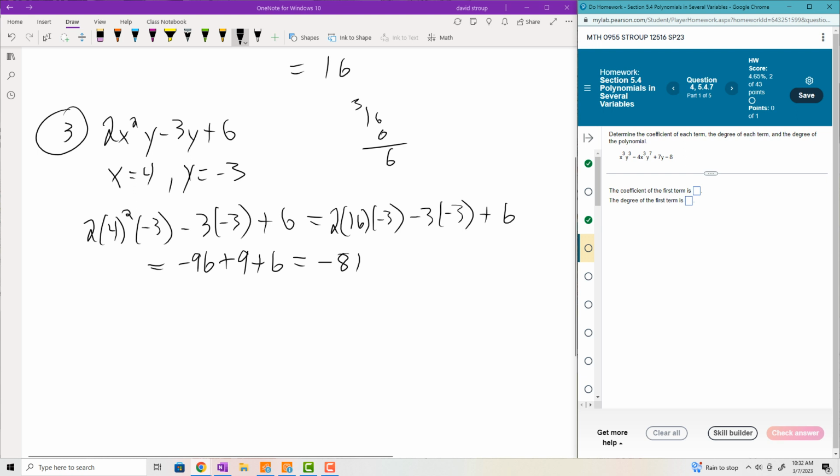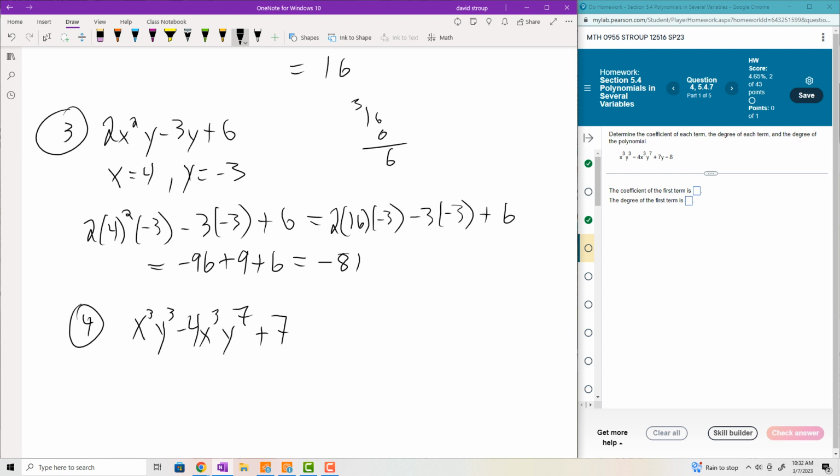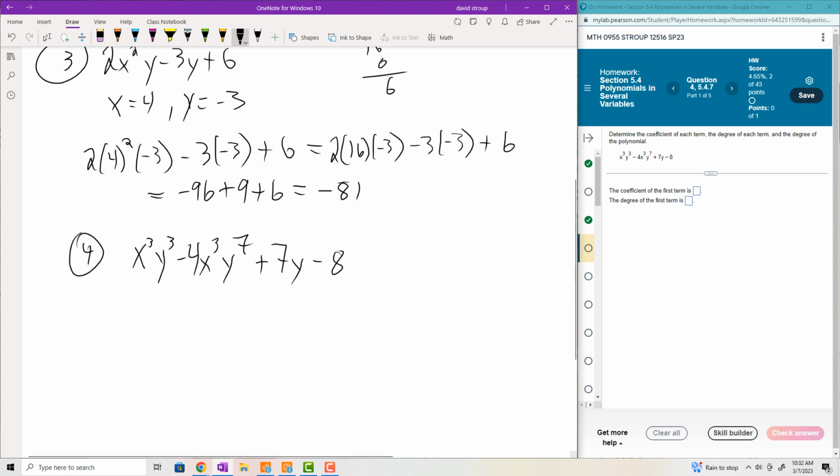Okay, now we have some definitions to deal with. So there's coefficients and degrees. So problem 4, x cubed y cubed minus 4x cubed y to the 7th plus 7y minus 8. Okay. First, they want you to chop it up into 4 parts. So look at x cubed y cubed. They want to know the coefficient. So the coefficient is the number in front of x cubed y cubed. So the number is just 1. If you don't see anything, just put 1. So the coefficient is 1.